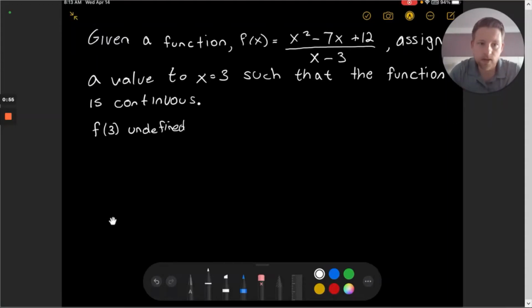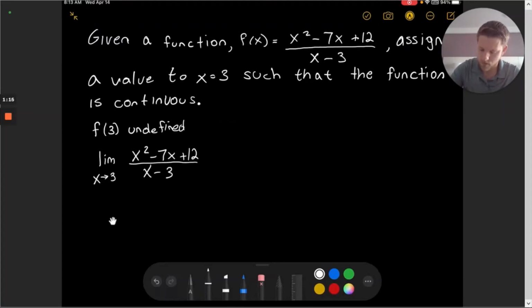So let's consider the limit as x goes to 3 of this function. So we have the limit as x goes to 3 of the function x squared minus 7x plus 12 all over x minus 3. Now, if we consider this limit, we can break this function down, and it looks like the numerator might be able to factor. So let's try breaking this limit down and see if we can evaluate it.